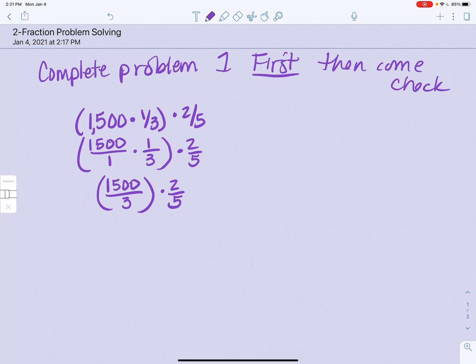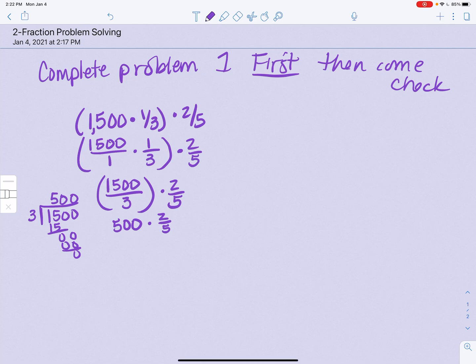1,500 divided by 3, I'm going to go off to the side if I need to. 1,500 divided by 3. 3 into 1 is nothing. 3 into 15 is 5. And so I got to fill in my zeros. So the answer to inside of the parentheses is 500. I'm going to bring down my 2/5 because I haven't dealt with it yet.